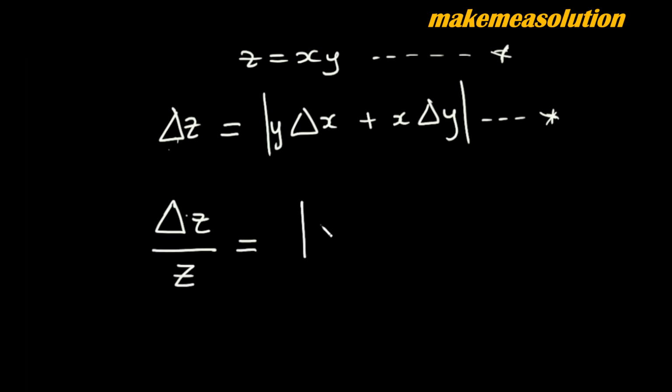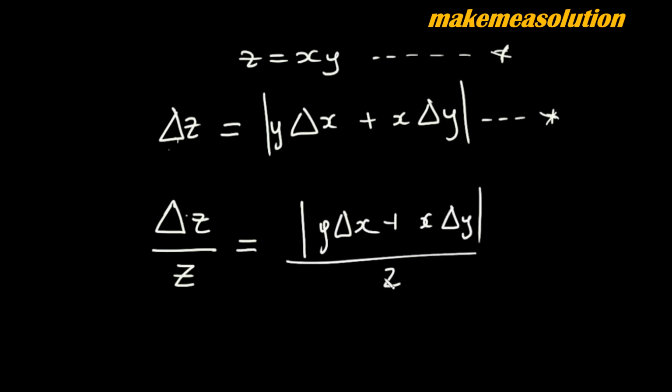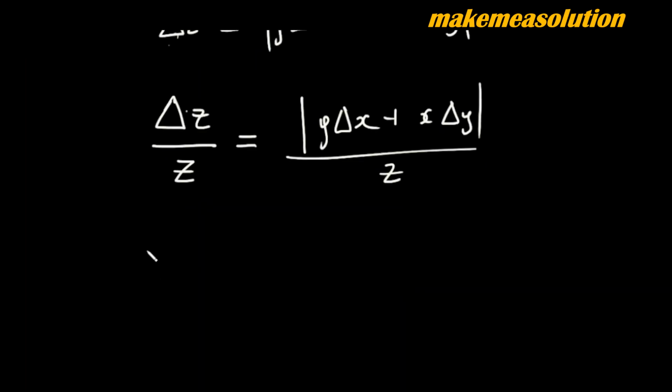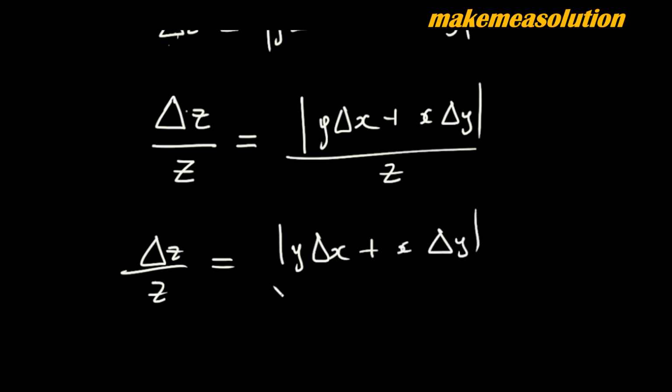And this also applies on the right hand side. Plus x delta y divided by z. Now watch how I progress from this point. This is equal to y delta x plus x delta y. Is that okay? All over z, which is xy.